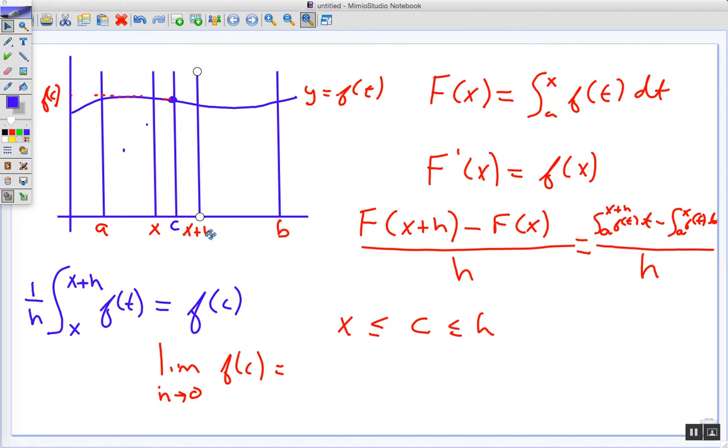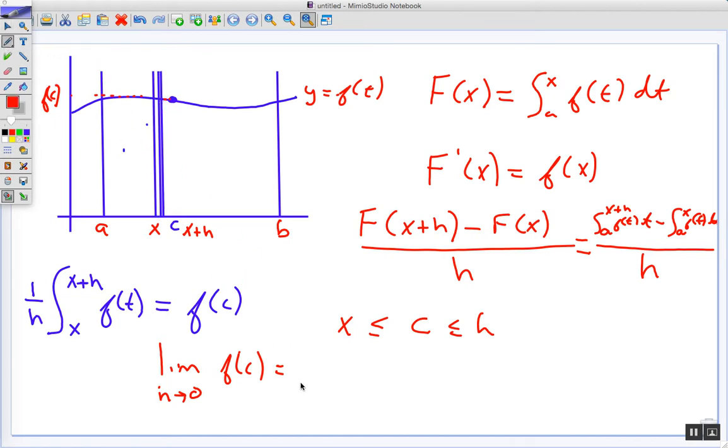So here, as h approaches 0, that means this value gets closer and closer to x, because this is x plus some value of h. As it gets closer and closer, remember, c stays between. So they're all getting closer and closer. So as h approaches 0, we're getting closer and closer to x. And as we get closer and closer to x, f of c approaches f of x.